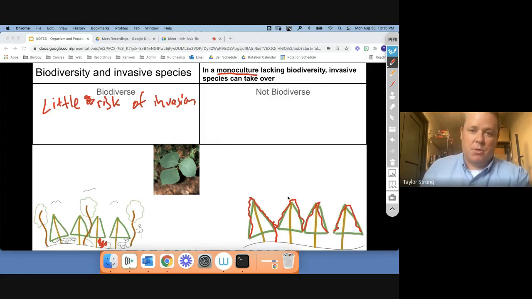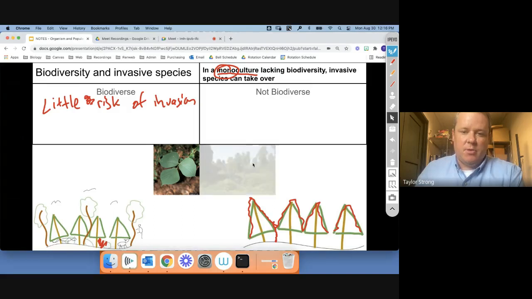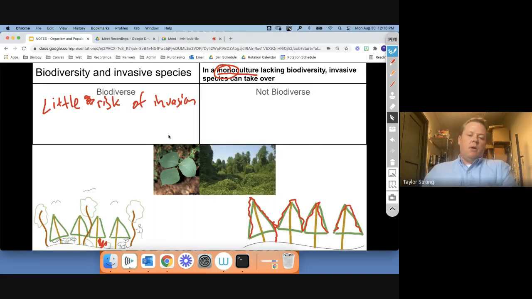So we would call this monoculture, mono meaning one. It's one of those recurring root words that we use. So what happens with kudzu specifically is it grows really, really fast. This is a plant from Japan that was imported on purpose, actually, so that people in the American Southeast could plant it in their gardens.